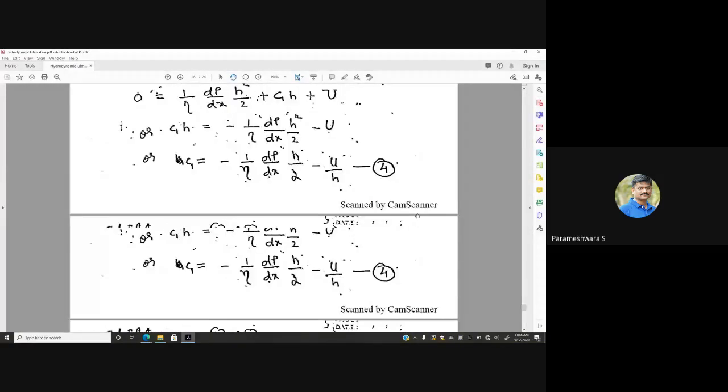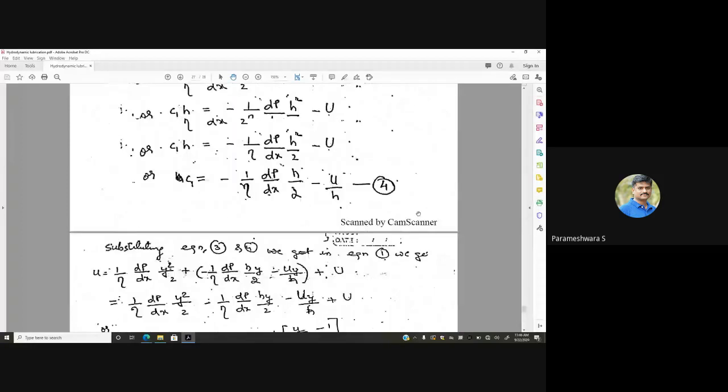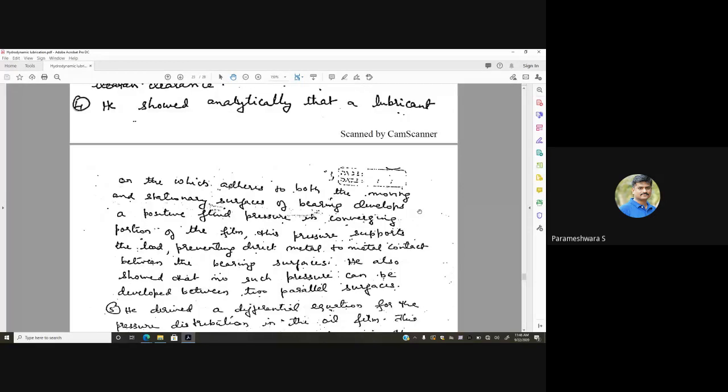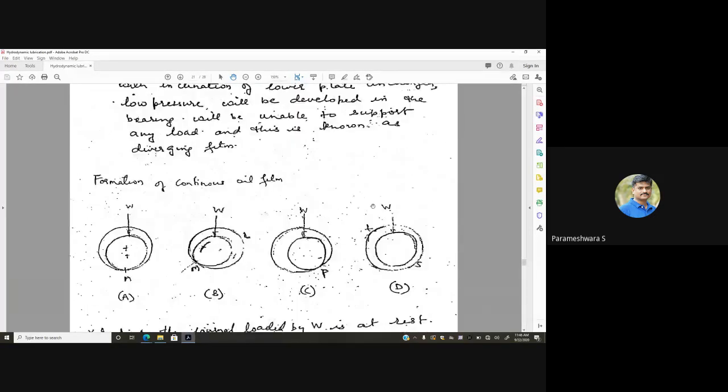I will explain how the continuous oil film gets created in the journal bearing. I have four steps, or four stages, with respect to different time horizons. So this is stage A, stage B, stage C, and stage D.